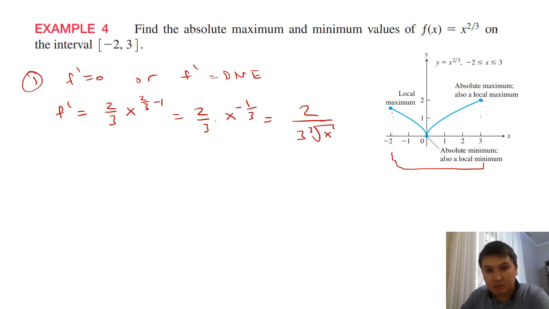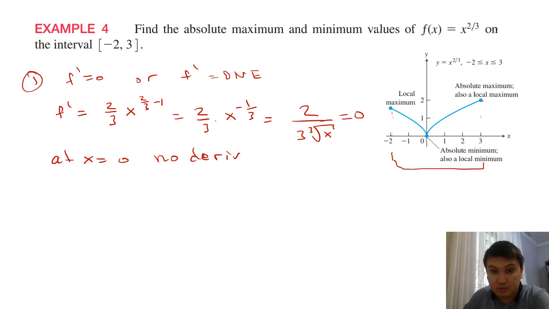Well, do we have any 0? No, right? So there is no x for which this is 0. However, at x equal to 0, the derivative doesn't exist, right? This 2 over 3 cube root of x doesn't make any sense at 0. So at x equal to 0, no derivative, right? So this is a critical point. So next I need to evaluate, right? I need to evaluate at −2 and 3 and at the critical point.